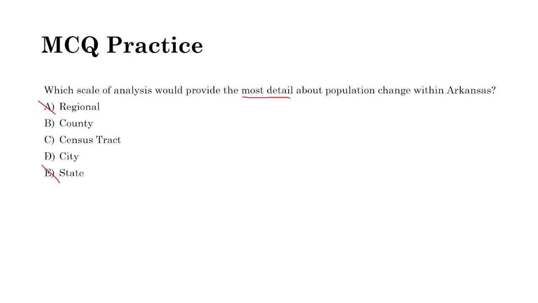All right, now let's compare county and city because sometimes a city is only located in one county, but oftentimes a city can be located over multiple counties. So I don't think it would be city in that case or county in that case because it goes both ways. And then we're left with census tract. Are we dealing with census data? Yes, we're dealing with population change, which is census data. So we can look at individual regions, individual areas within a city and get the most detailed data from a census tract scale of analysis.